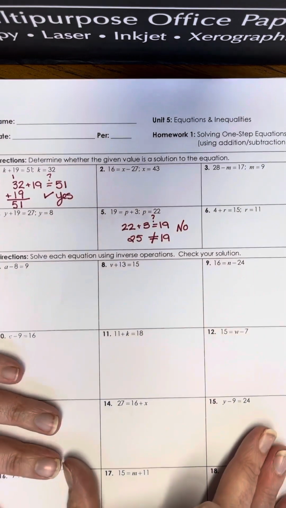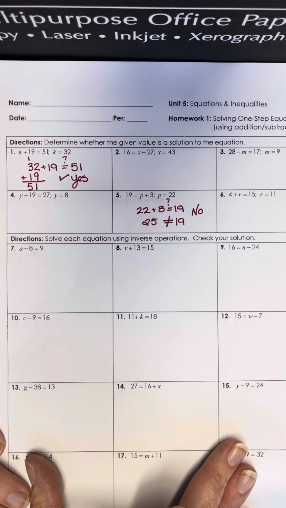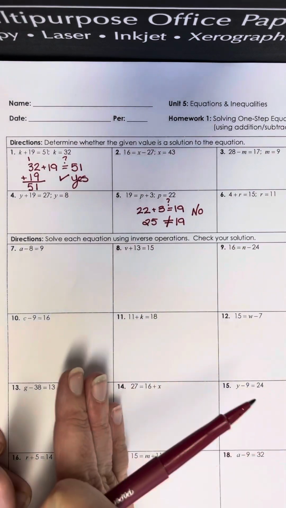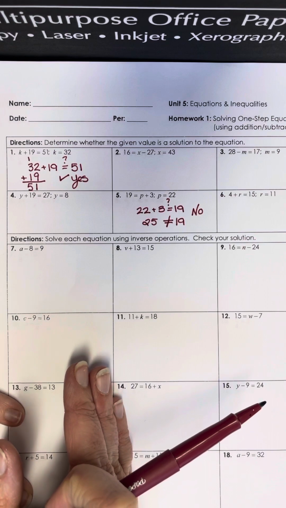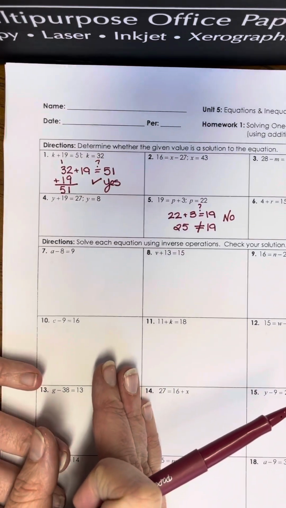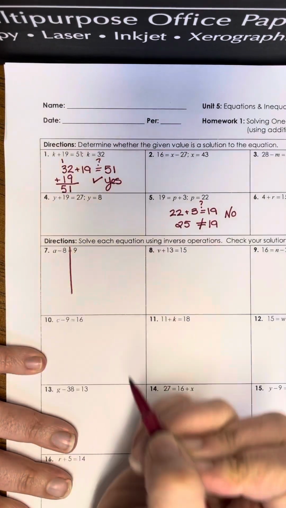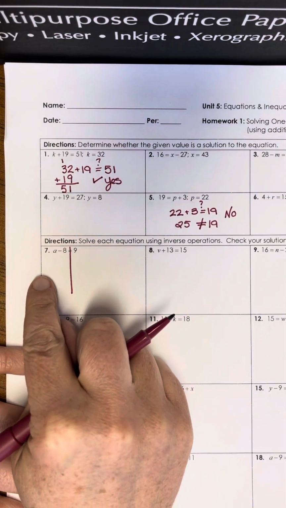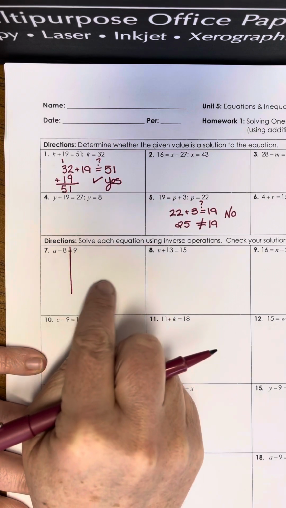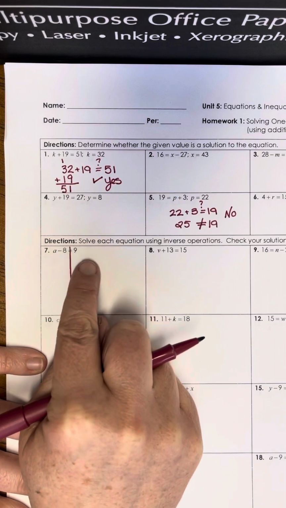Okay. Now, if you look down here at the bottom of the page is what we learned this week, using the inverse to solve and find what the variable is supposed to be. If we look at number 7, remember I told you to draw a line through your equal sign so that way you keep things balanced. Because whatever you do here, you want to also do to the right-hand side. So we keep everything equal.